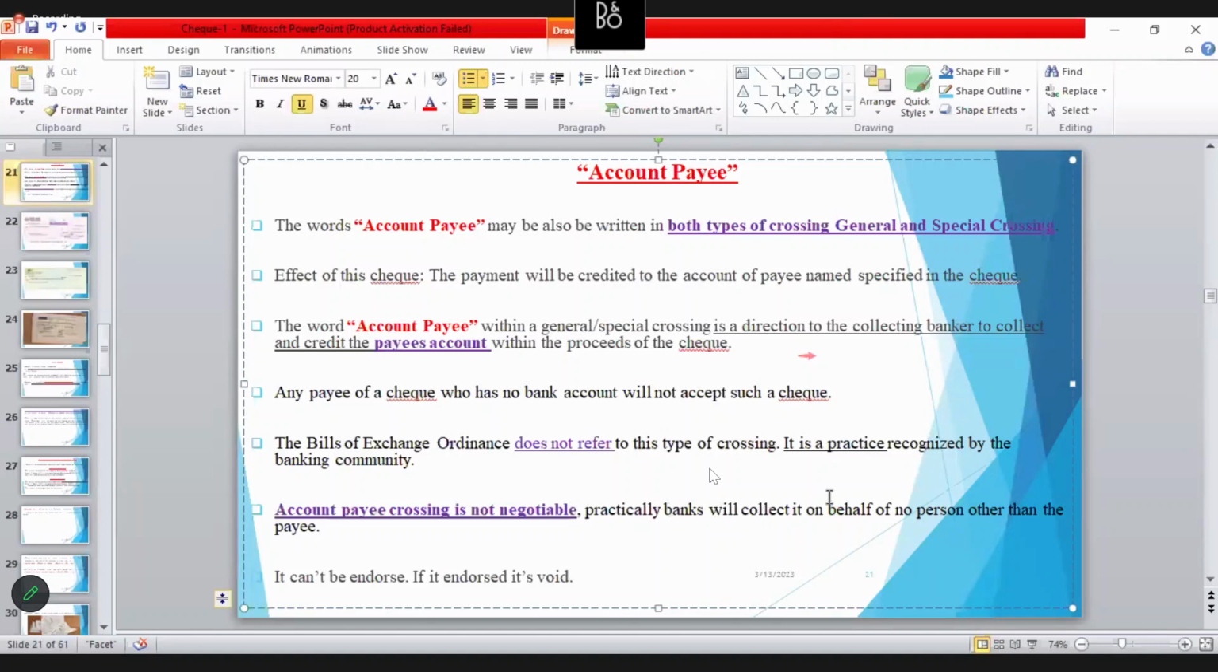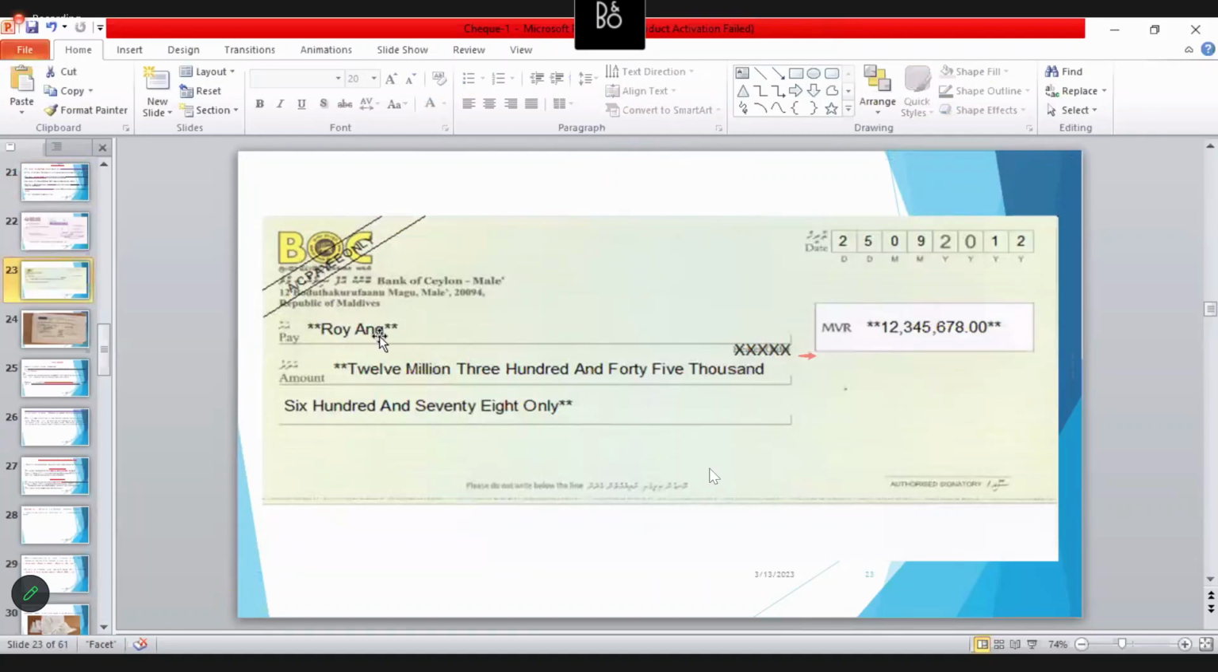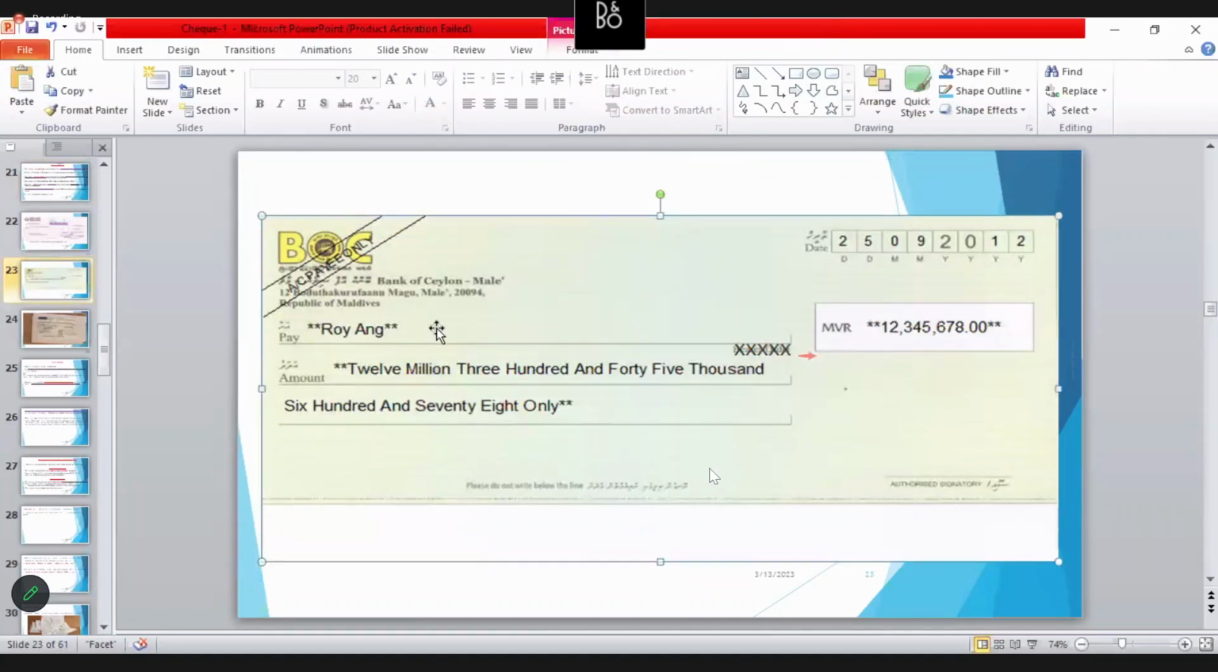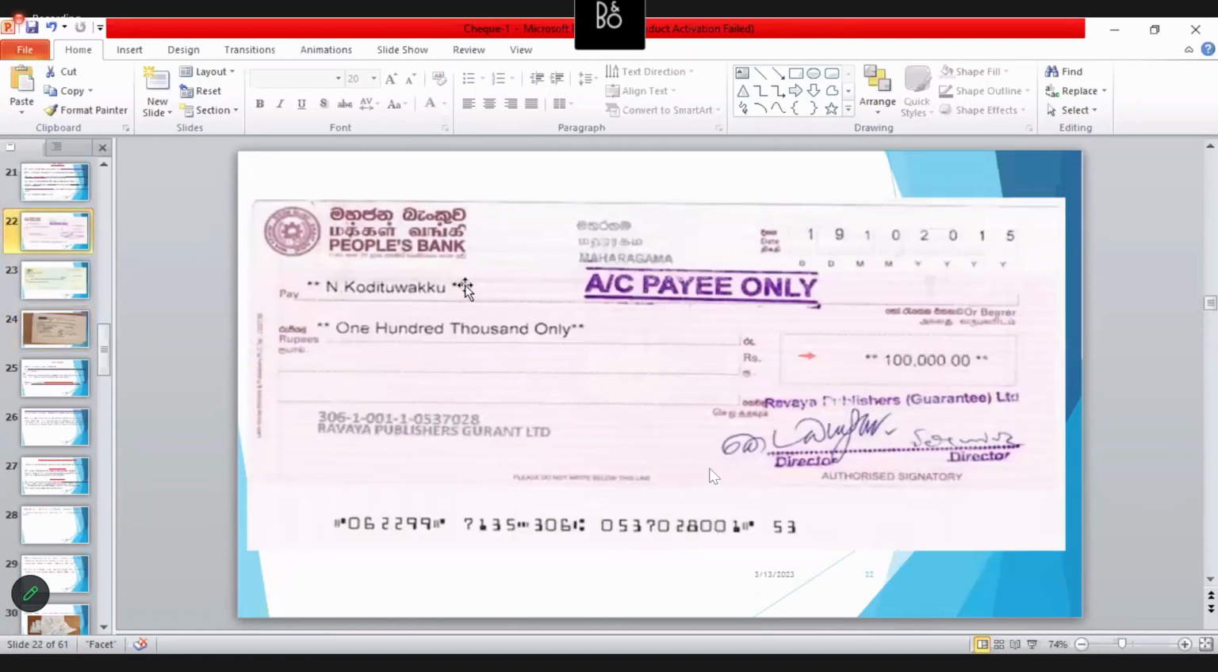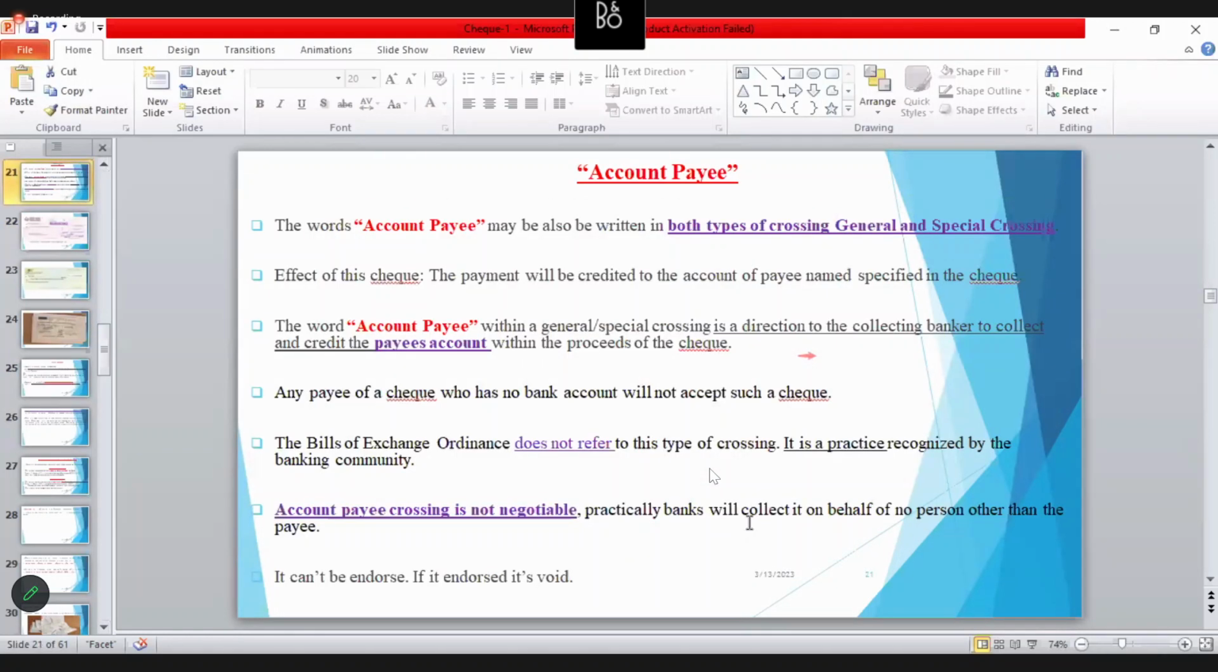Practically, banks will collect it on behalf of no person other than the payee. Only the person whose name is mentioned on the check has the right to go to the bank and get the payment. If it is an account payee check, only the named payee should go. Here, only the COVID-19 Healthcare and Social Security Fund Committee has to go to the bank. Here, only Kodithuvaku has to go to the bank. The bank has full responsibility to collect it only on behalf of the payee.